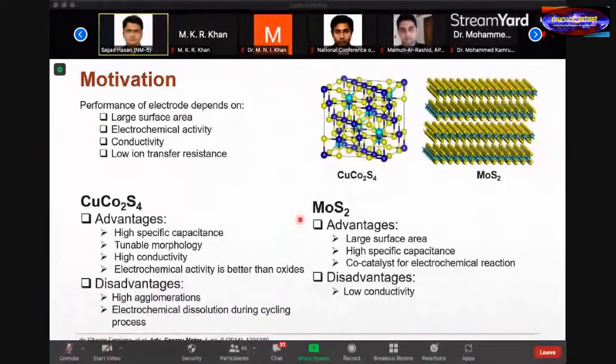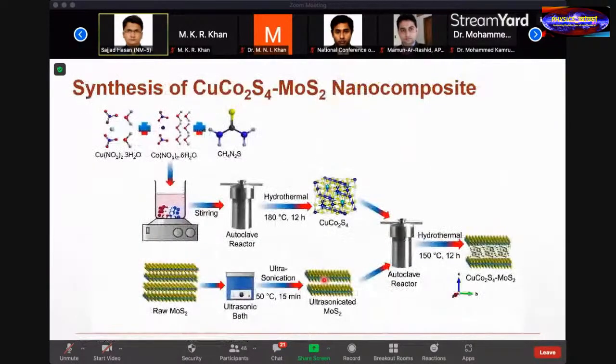For this incorporation, we have chosen molybdenum sulphide because it has a large surface area, high specific capacitance, and it acts as a co-catalyst for electrochemical reaction. But it has a disadvantage of low conductivity. Since this composite has never been synthesized and investigated, the possible outcome of this challenging incorporation pursued us to synthesize and investigate it as electrode material.